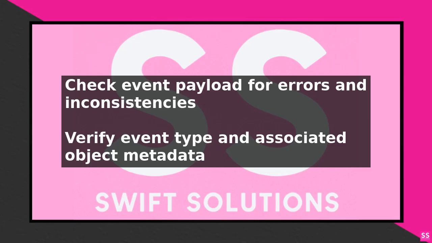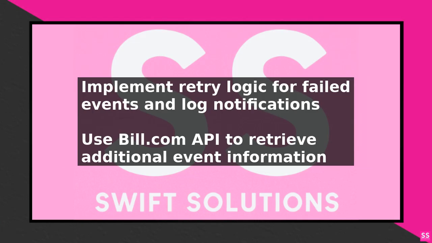Best practices for troubleshooting Build.com API events include logging all incoming event notifications, verifying event payloads for errors or inconsistencies, and using the Build.com API to retrieve additional information about the event. Additionally, ensure that your server is properly handling event notifications, such as by implementing retry logic for failed events.